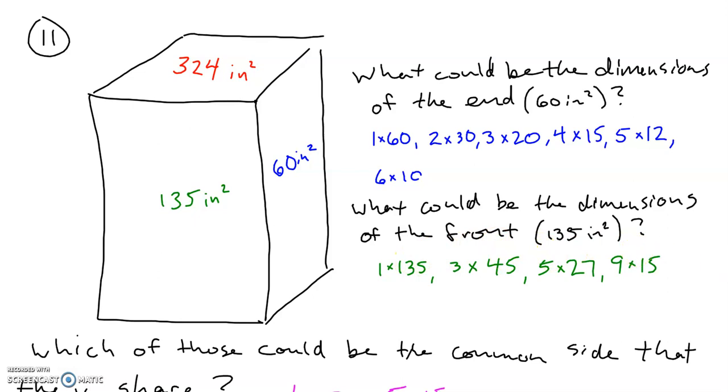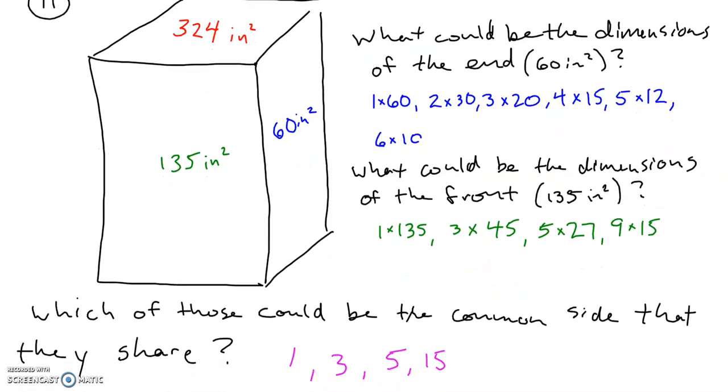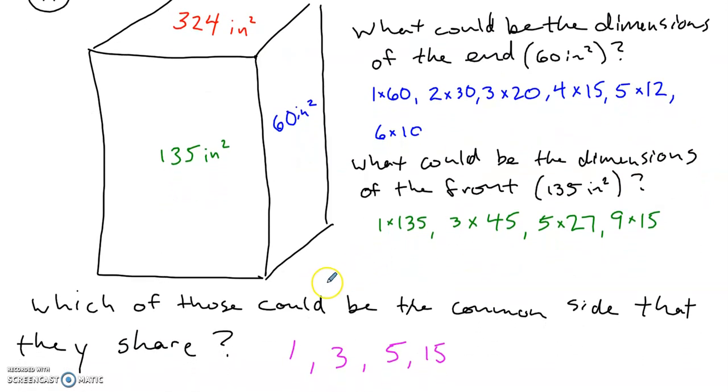one of these. So then the key was, I see that these two faces share a side here. So they have to have one of these numbers in common here that I listed. And so my next question was, which of those could be that common side that they share? So I looked for anything they had in common. They both have a 1, they both have a 3, they both have a 5, and they both have a 15. So this side length here at this point, I think, could be 1, 3, 5, or 15.